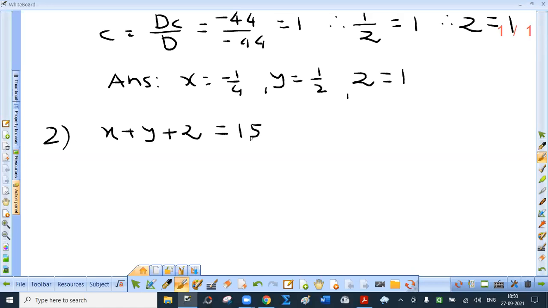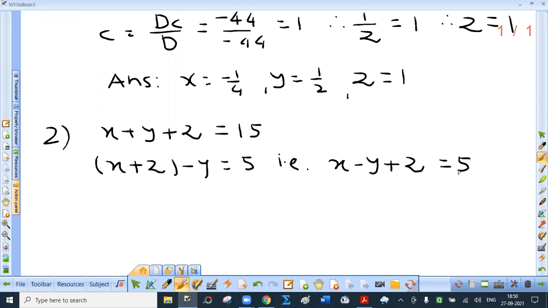Sum is 15. If the second is subtracted from the sum of first and third, so x plus z minus y is 5. We rearrange the terms. That is x minus y plus z equal to 5. And what is the third condition? Third number is subtracted from twice the first plus the second. So 2x plus y minus z equal to 4. Find out.